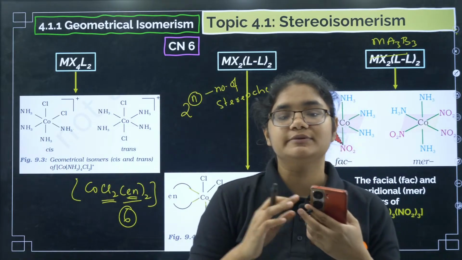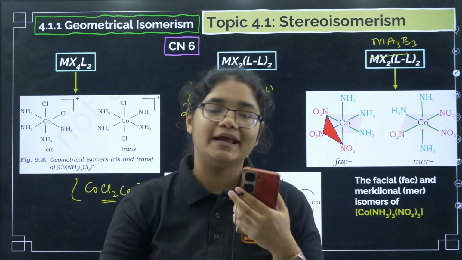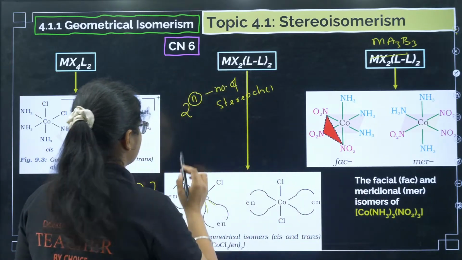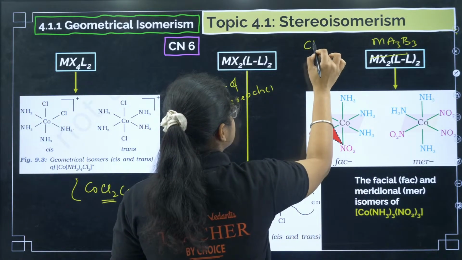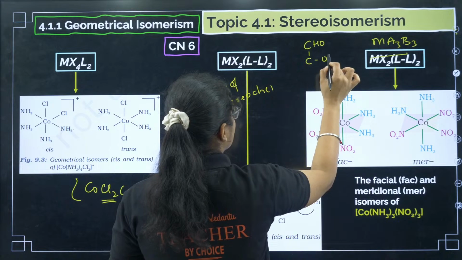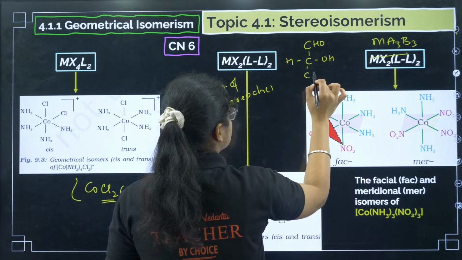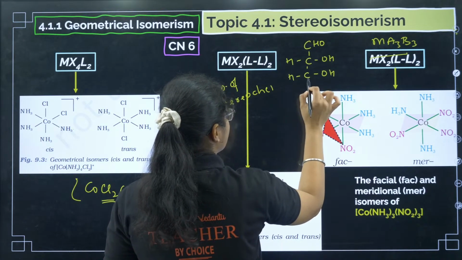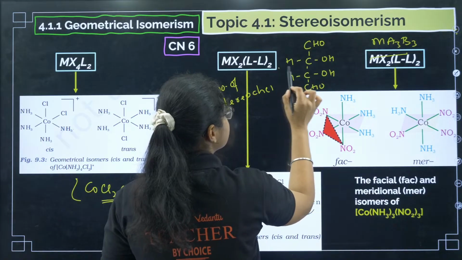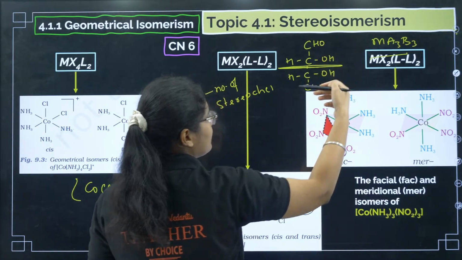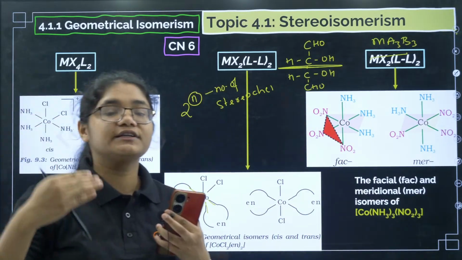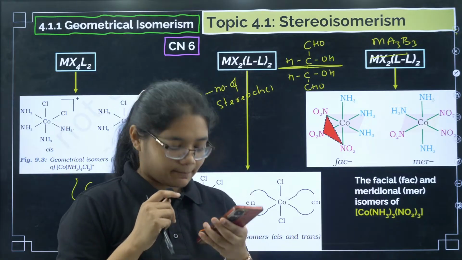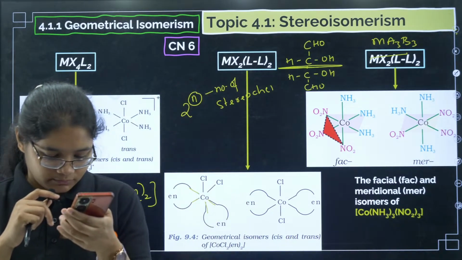Mesoisomers. Mesoisomers means, dear, where you have a plane of symmetry. Like for example, if I have a compound like this, CHO, H-OH, H-OH and then CHO. So you can see this upper half and the lower half are exactly opposite to each other, right? So these type of compounds are called mesoisomers.